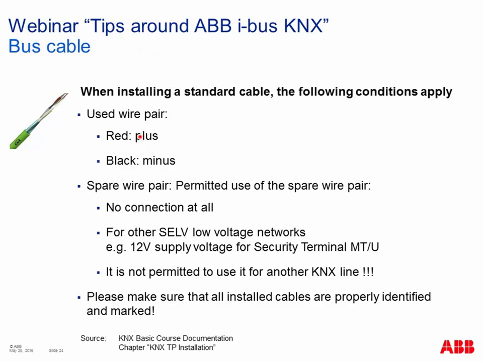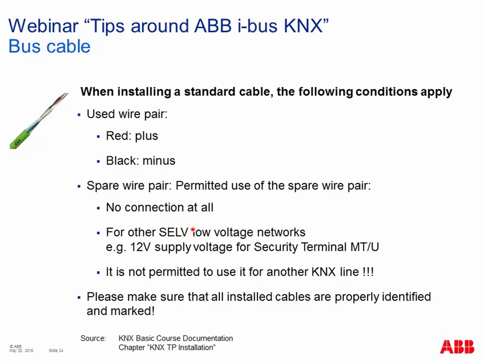As you know, we have 4 wires inside this KNX cable. We use the red and the black one to connect to each KNX device. Red for plus, black for minus. The spare wire pair, yellow and white. How to use this? Normally not in use, in most of the cases.